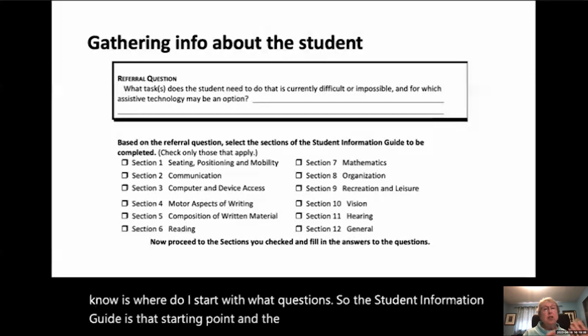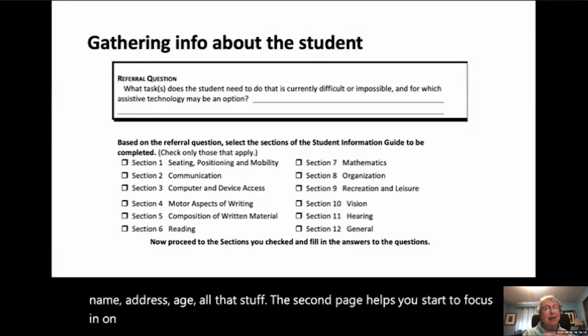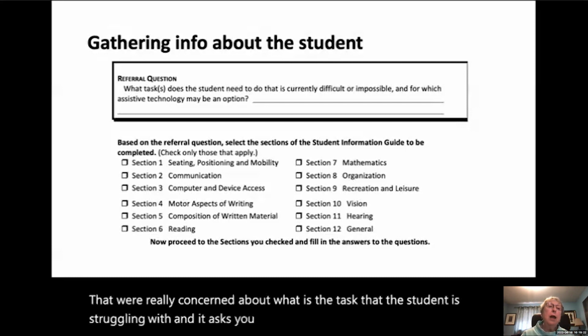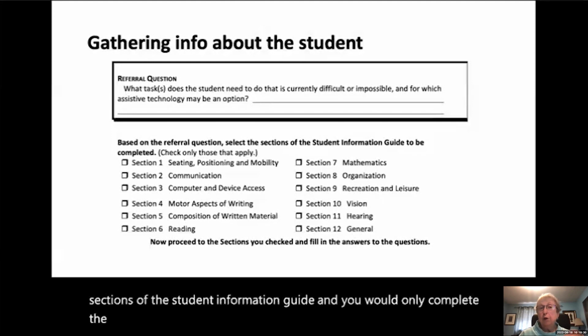The first page is just student data, their name, address, age, all that stuff. The second page helps you start to focus in on, what is it that we're really concerned about? What is the task that the student is struggling with? And it asks you to figure that out and then look at the other sections of the Student Information Guide, and you would only complete the one or two related to the area of concern.